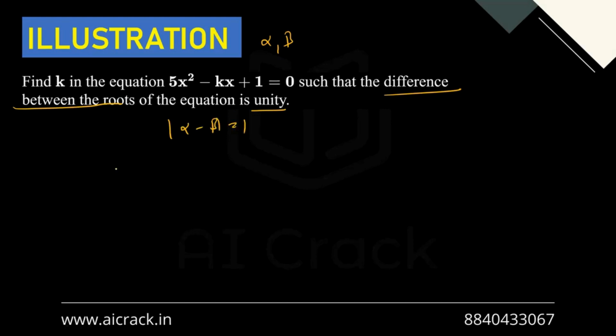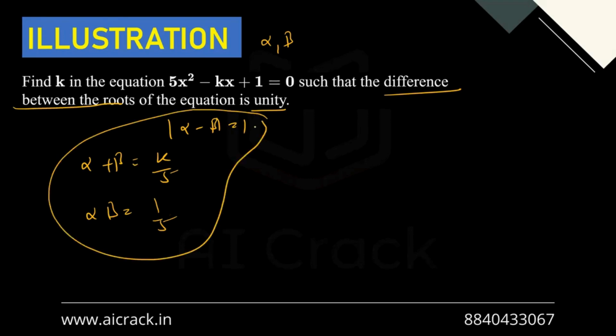Now let's write the other equations as well. We have alpha plus beta equals to k by 5, by minus b by a, right? And alpha beta equals to c by a, that is 1 by 5 over here. Now we have to employ all these three equations over here to find out the value of k. So let's try to find out relation between alpha plus beta and alpha minus beta, right?